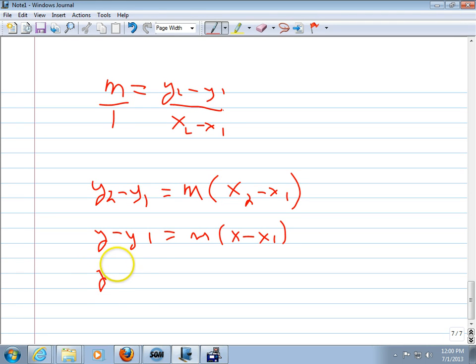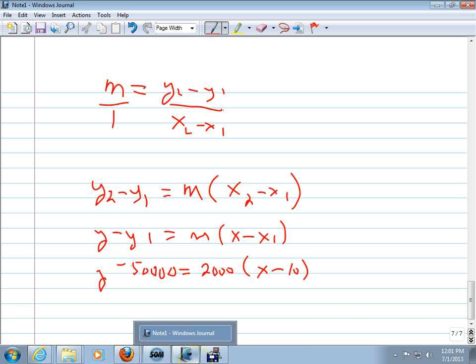So y minus y1. Now what's y1? I'm using the point 10, 50,000. 10 years, 50,000 people. So what's y1? 50,000. Equals m, but we figured out m. What is it? 2,000. Times x minus the x value, or the years. What was it? 10.